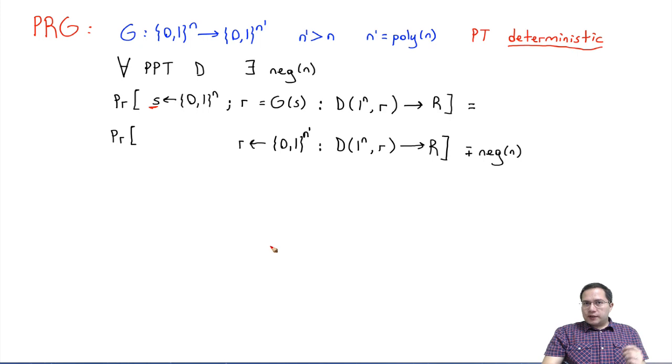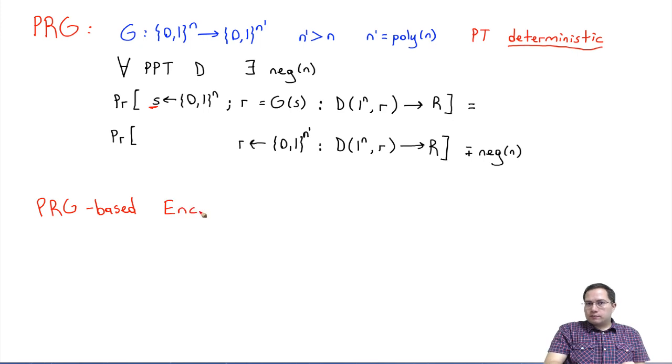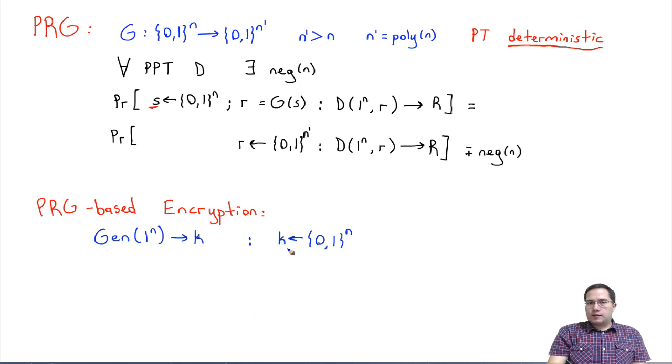Now, from this, we are going to do something like a one-time pad, such that now we can encrypt a longer message. So let's call it PRG based encryption, and our encryption algorithm will look as follows. Remember, to define an encryption scheme we need four things. One, key generation. So we need a Gen algorithm that outputs a key k. And this algorithm will just pick a random key from the domain of this PRG, so an n-bit random key.